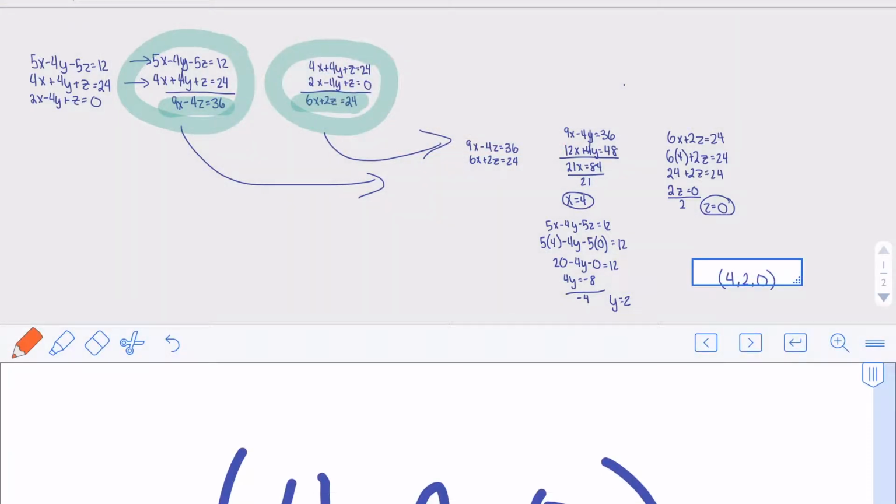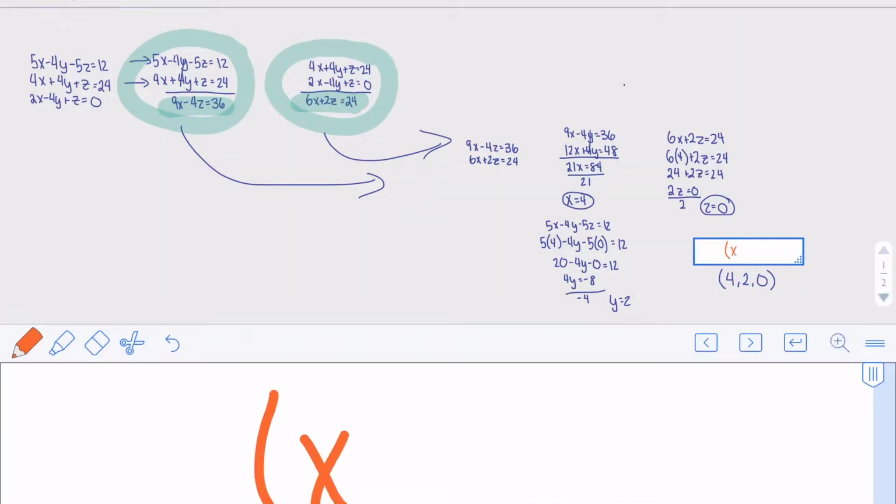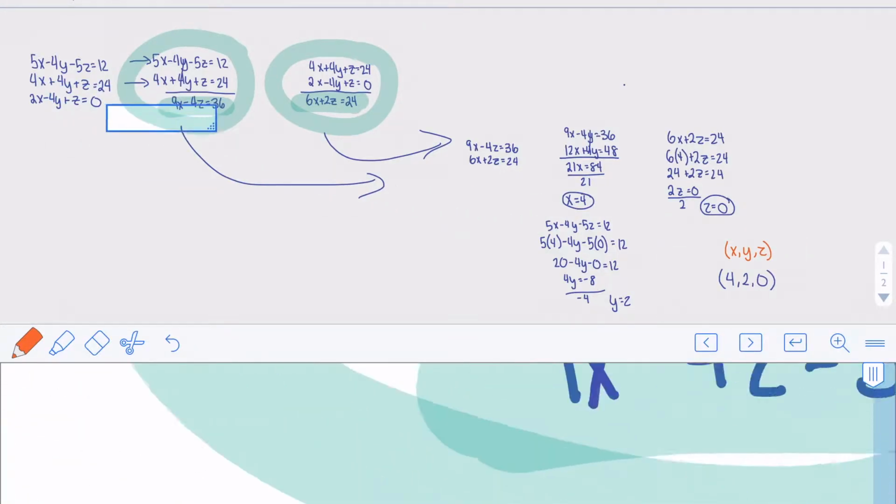Now the final step is to write the answer. So you will write 4, 2, 0, all in parentheses.